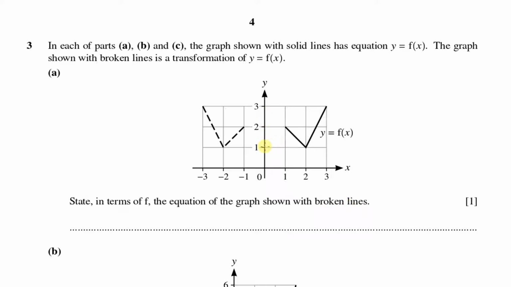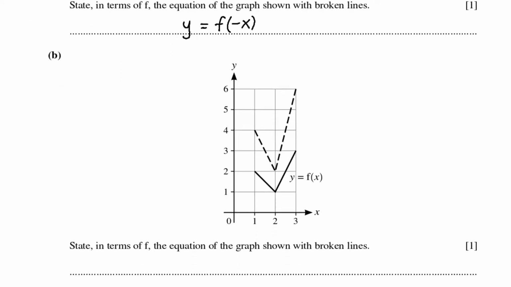Now you can notice that the graph with broken lines is a reflection of the bold graph, and the mirror line is the y-axis. So for a reflection in the y-axis, we would write the equation of the reflection as y is equal to f of minus x. And that's the answer here for part A.